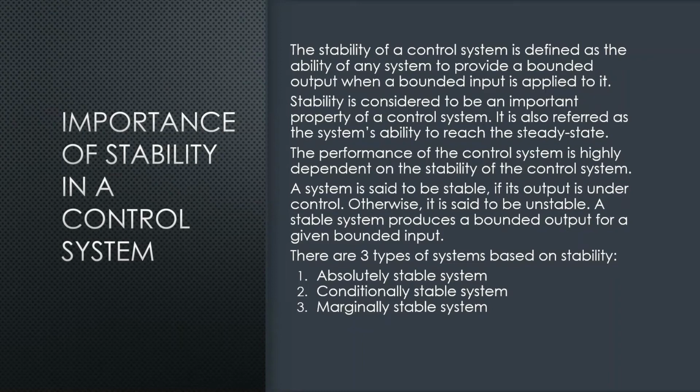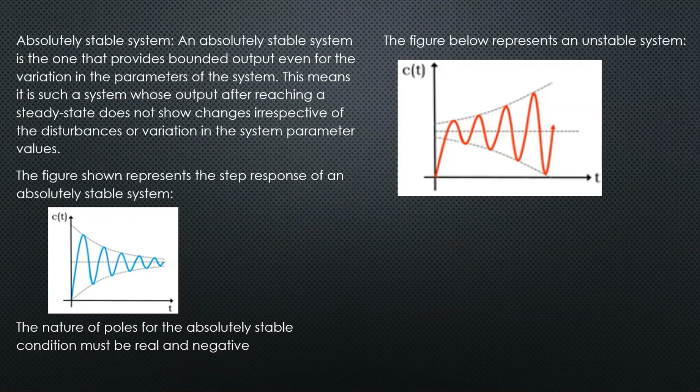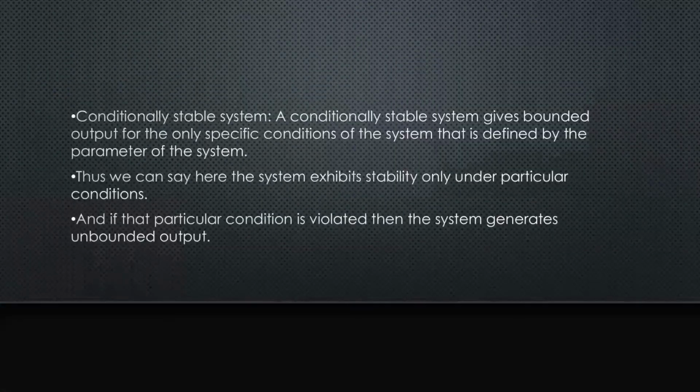A stable system produces a bounded output for a given bounded input, and there are three types of system based on stability. An absolutely stable system is one that provides bounded output even for variation in the parameters of the system. This means it is a system whose output, after reaching a steady state, does not show changes irrespective of the disturbance or variation in the system's parameter values. A conditionally stable system gives bounded output only for specific conditions of the system that are defined by the parameters of the system.